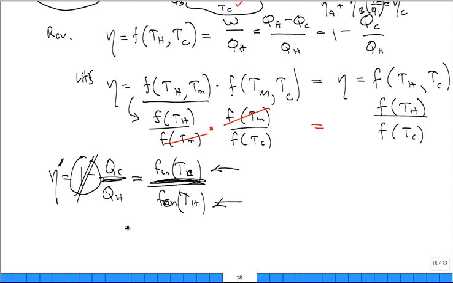And he concluded that the simplest function he knows of is just an absolute T, and that introduced a new temperature scale. And so the ratio of the temperature cold to temperature hot is defined as QC over QH for a reversible heat engine.